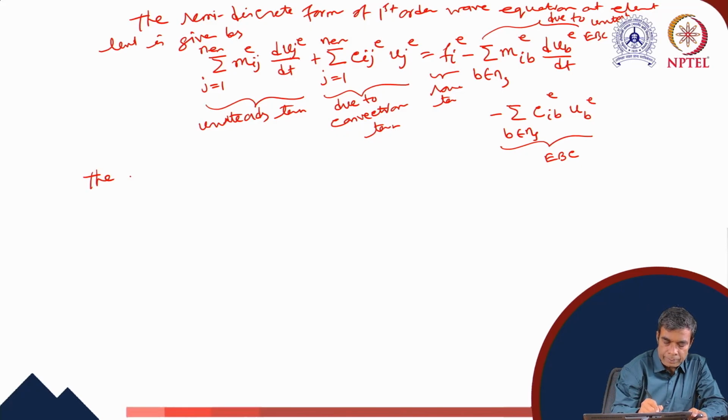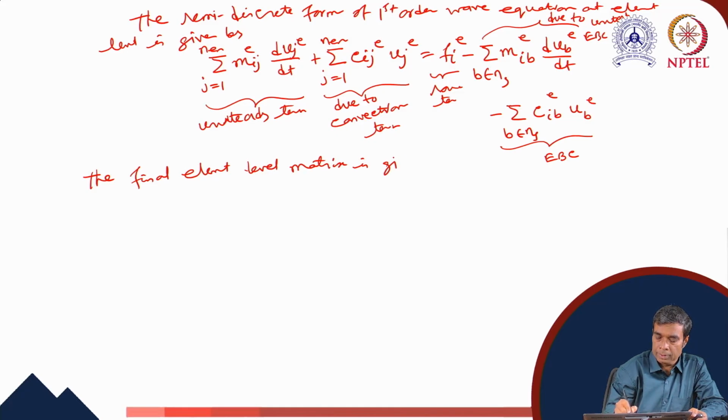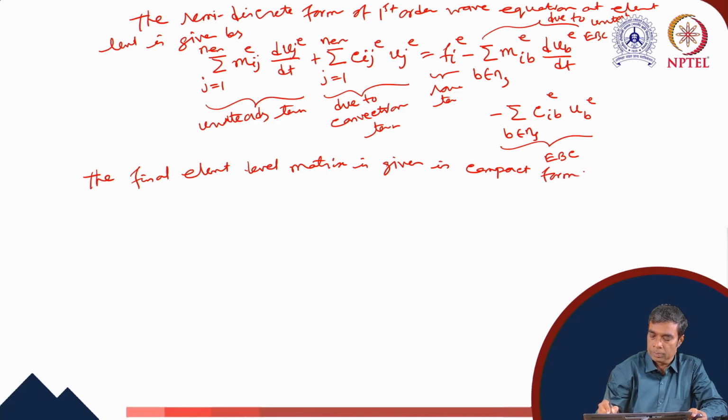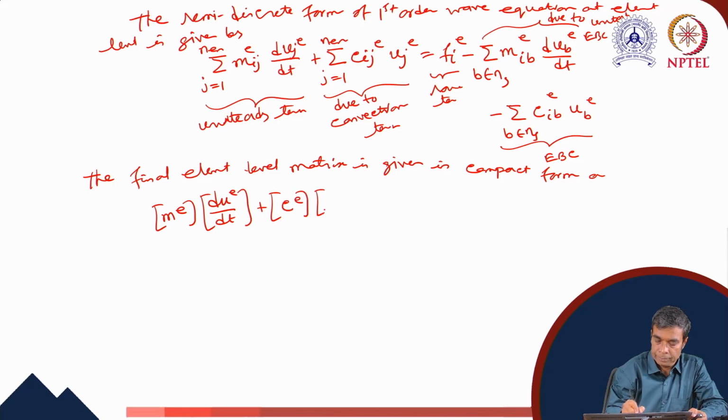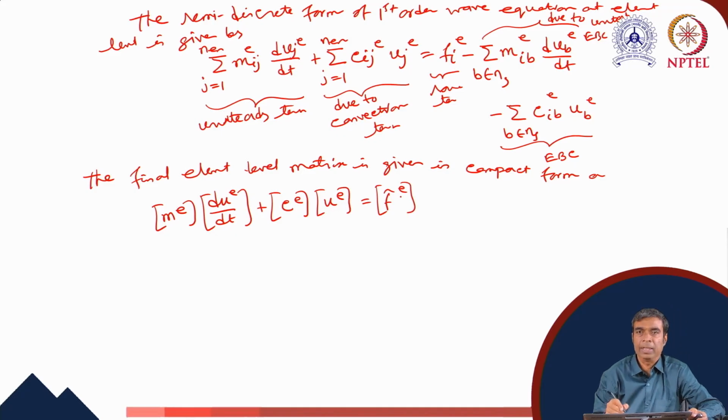So the final element level matrix is given in compact form as ME dUE dt plus CE UE equals to F tilde E. So the entire right hand side portion, that is coming under F tilde.